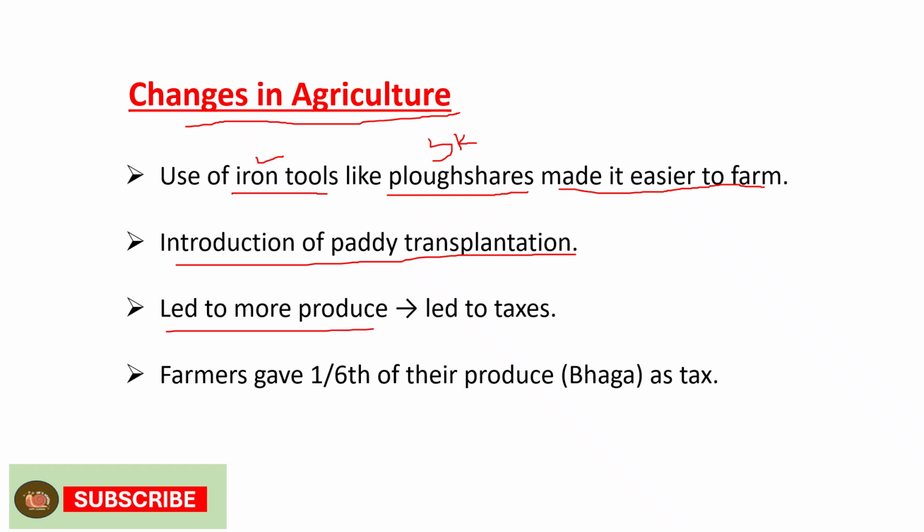Then it led to more productivity, and because of that more productivity, taxes increased. The farmers gave one-sixth of the production as tax. It is known as baga. The tax that the farmers were giving is known as baga.